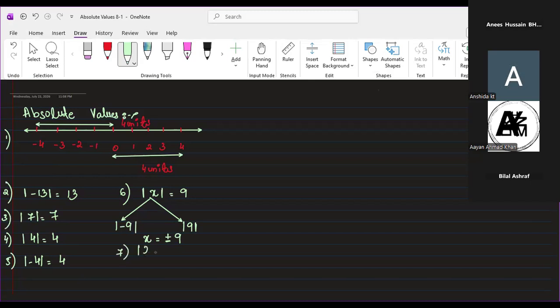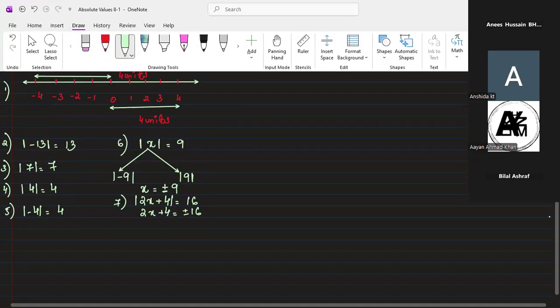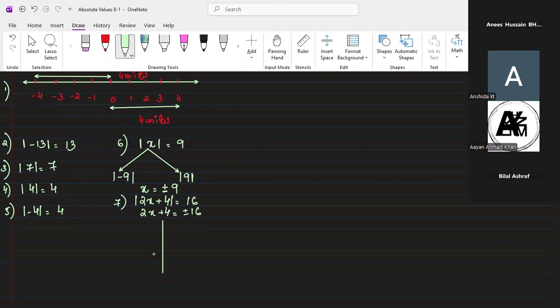Now for example, 2x plus 4 is equivalent to, let's suppose, 16. Now 2x plus 4 is equivalent to plus-minus 16. So I don't know whether it is plus 16 or negative 16. What I have to do is solve this equation for two different values. Number one is 2x plus 4 equals 16. And the second is 2x plus 4 equals minus 16.